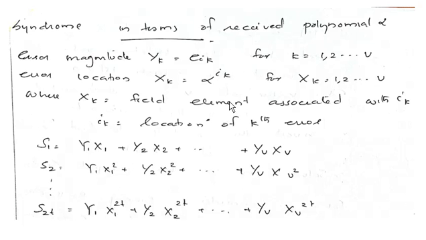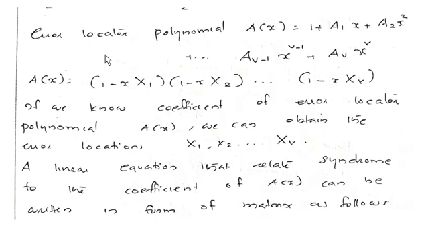Then we can find the syndrome using these parameters like error magnitude, error location, etc. as S1 is equal to y1 x1 plus y2 x2 plus up to yv xv, and S2 is y1 x1 square plus y2 x2 square up to yv xv square, and S2t is y1 x1 raised to 2t plus y2 x2 raised to 2t up to yv xv raised to 2t. So this is the syndrome vector we can obtain. We can represent it using this error vector and location.